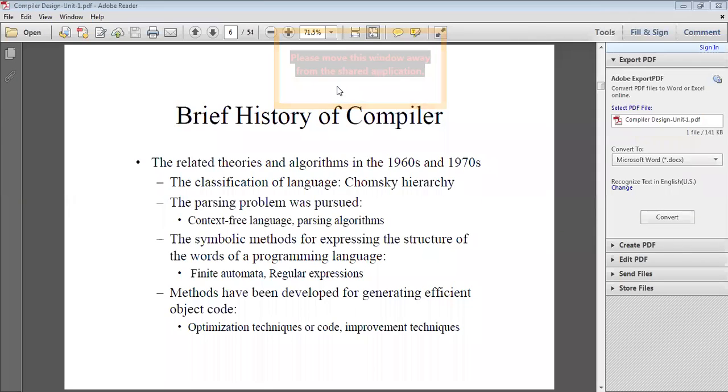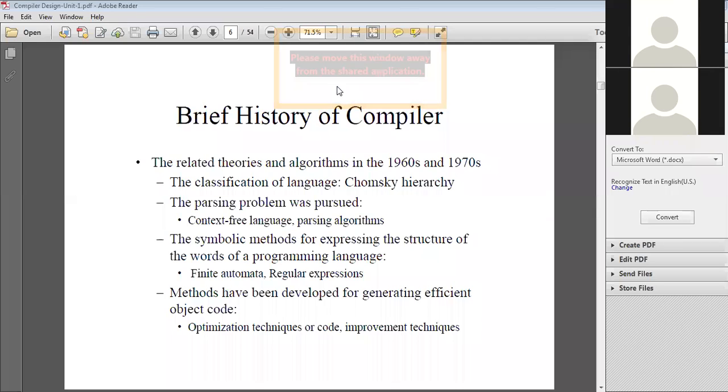Methods have been developed for generating efficient object code. Our target is to develop the object code only. We also use optimization techniques, or code improvement techniques, because we always emphasize the memory requirement. The memory occupied by the program must be less so that the machine can work efficiently.